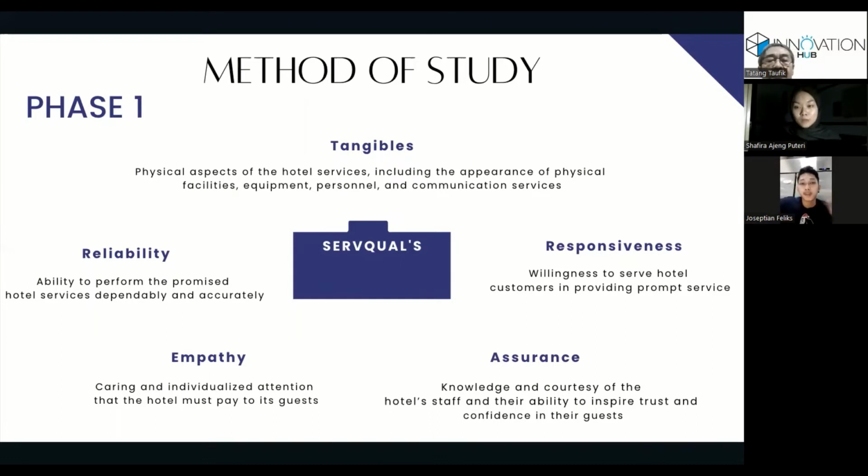The first is the SERVQUAL dimensions: tangibles, reliability, empathy, assurance, responsiveness, and the others. Reliability, according to this paper, is the ability to perform the promised hotel services dependably and accurately. Responsiveness is the willingness to serve the hotel customers in providing prompt service. Assurance is the knowledge and courtesy of the hotel's staff and their ability to inspire trust and confidence in their guests. And the last one is empathy, the caring and individualized attention that the hotel must pay to its guests.